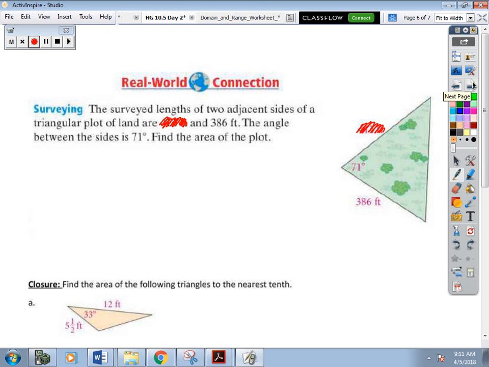All right, so scribble out the 412, and also scribble out find the area. I'm going to give you the area, and then we're going to work backwards to find the other measurement, which we just scribbled out, so you kind of know what the answer is going to be, but we're going to show our work to get it. So I'm going to tell you that the area of this plot of land is 75,183.9 square feet.